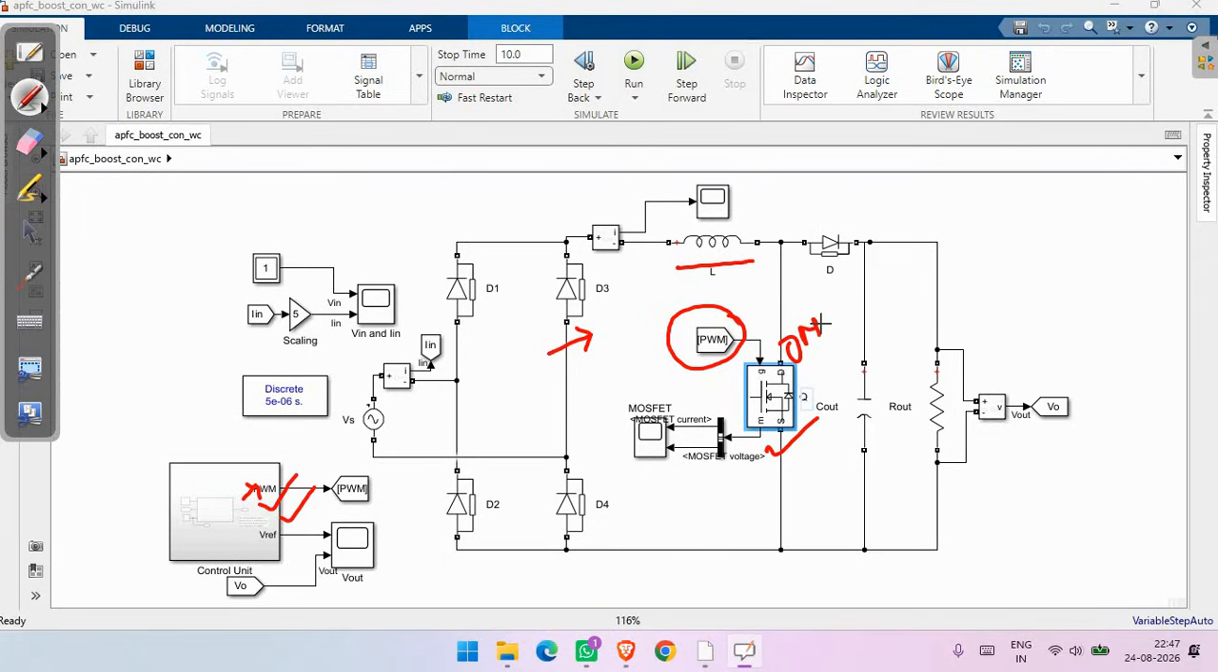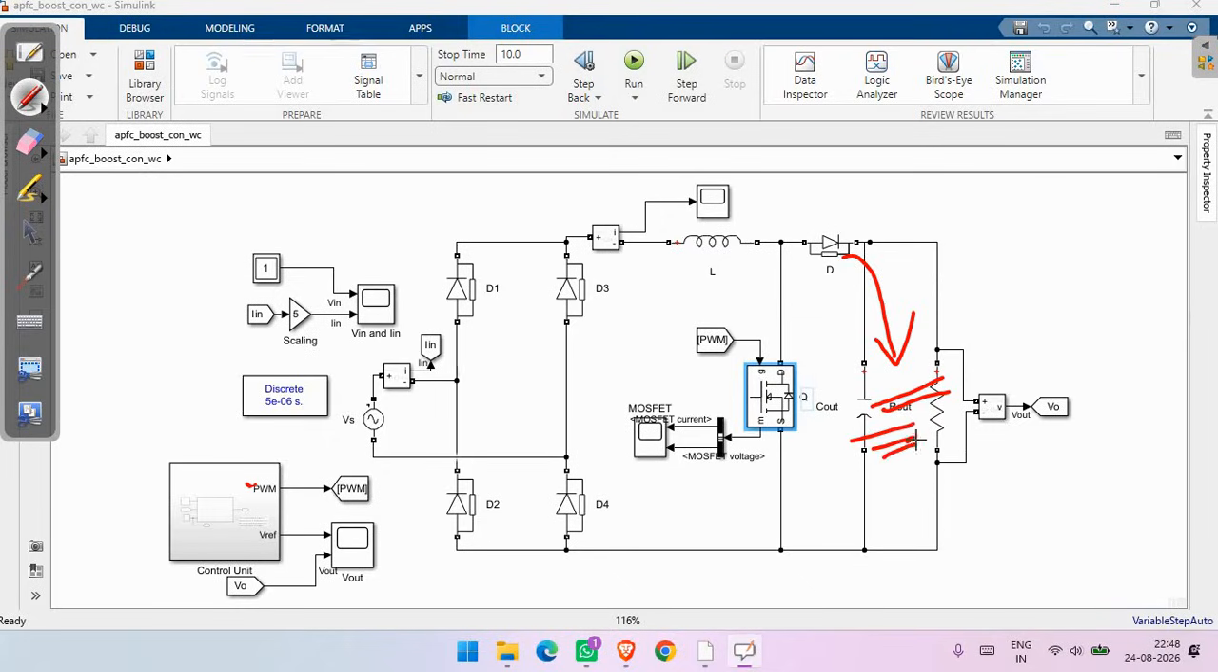the boost inductor stores energy. Next, when Q is off, the stored energy in the inductor is transferred through the boost diode to the output. This one is the diode known as the boost diode. When the MOSFET turns off, the stored energy of the inductor is delivered through this diode towards the DC output.